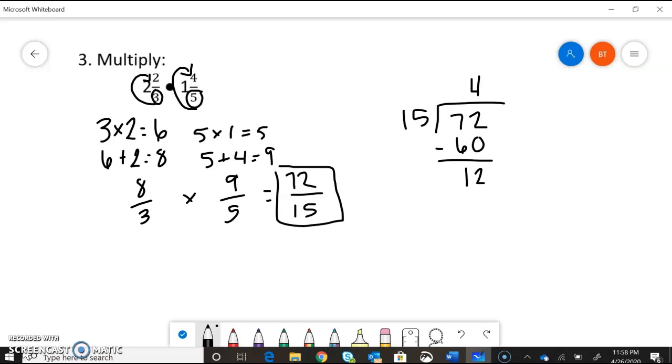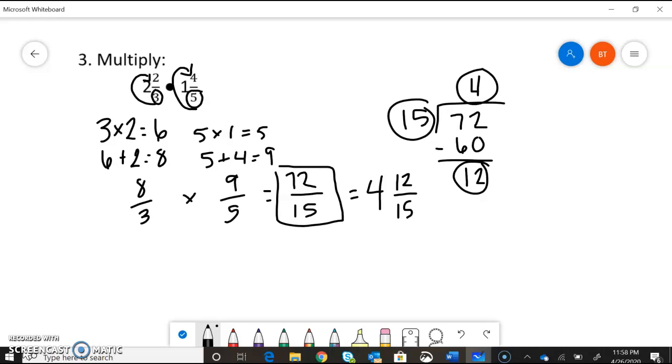So now we're going to stop there because we don't want any decimals. So 4 now becomes our whole number. 12 is our remainder, which is our numerator, and 15 is our denominator. But we can still simplify this.